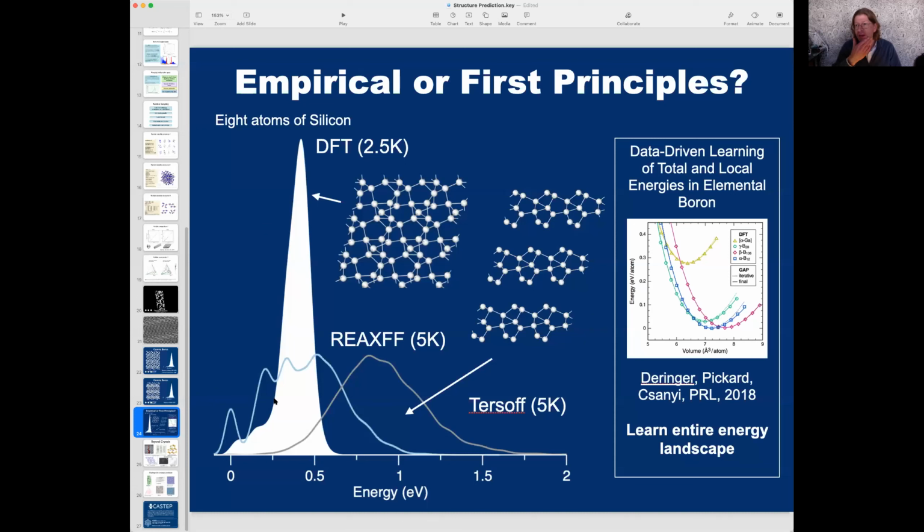So just to finish off, a lot of what's happening now, the cutting edge in this field, really is to exploit machine learning methods for the energy landscape. So here's a repeat of this Tersoff potential before. While old school empirical potentials didn't really properly describe the entire energy landscape, modern machine learning methods, this is work I did with Volker Deringer and Gabor Csányi for boron, allow us to learn the whole energy landscape, which means we can do something like AIRSS, but with faster potentials. And this is what a lot of us are working on at the moment.